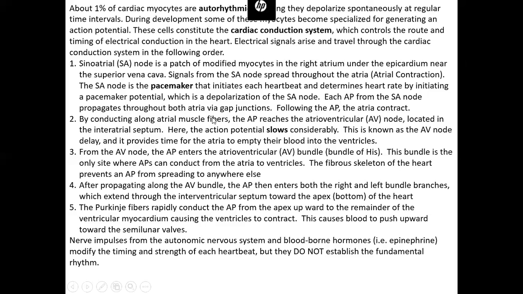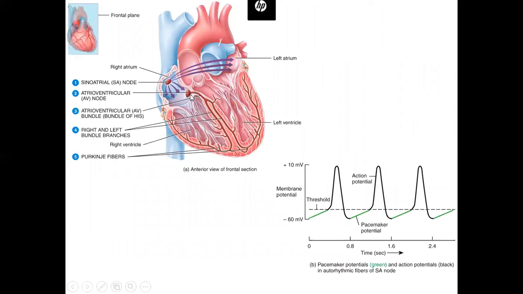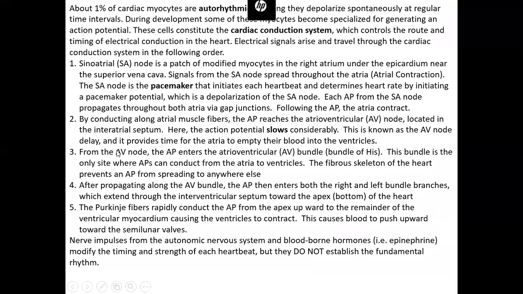Now, by conducting along the atrial muscle fibers, an action potential will reach the second node, what we call the AV node or atrioventricular node, which is found in that interatrial septum, which is shown in our picture right here. Notice the two are not directly connected, whereas everything else is kind of wired together. The AV node is where that action potential begins to travel down into the ventricles. The AV node allows for the signal to really kind of slow down. We call this an AV node delay, which provides time for the atria to empty their blood into the ventricles. Otherwise the ventricles will be contracting before they're full, and there'd be no point in that.